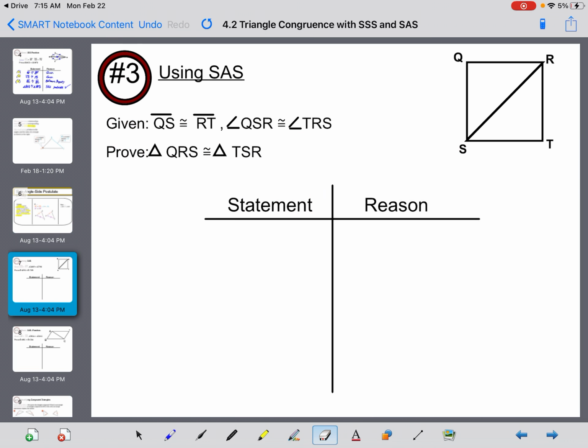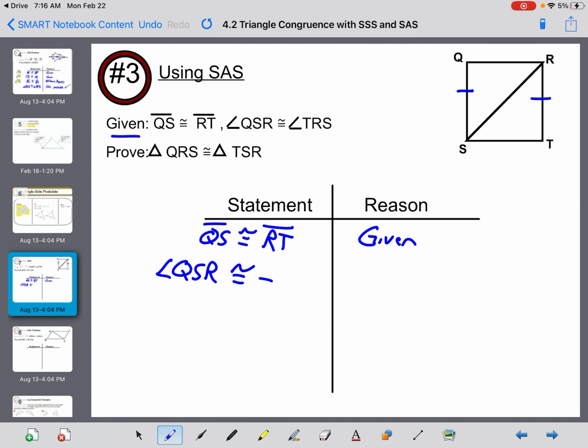So here's our example. We have a given that QS is congruent to RT. QS and RT. So let's write that down. QS is congruent to RT. And that's a given statement. Our other given statement is that angle QSR is congruent to angle TRS. So QSR is this angle, and TRS is this one right here. And again, that's a given.